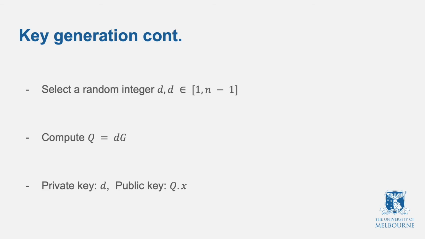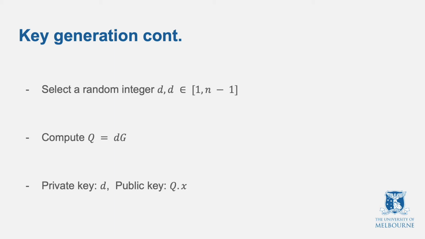When generating the keys, we select a random integer d from 1 to n-1 to be the private key. Then compute Q equals d times G, which means G adds itself d times. The public key is the x-coordinate of Q.